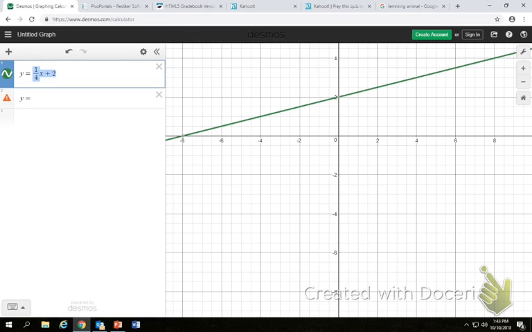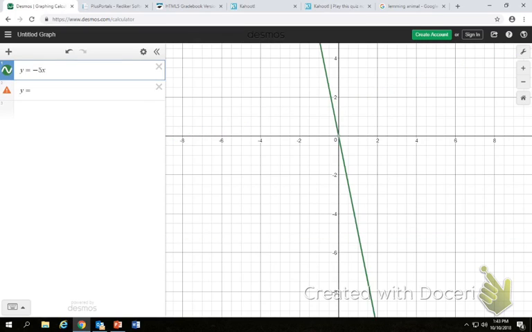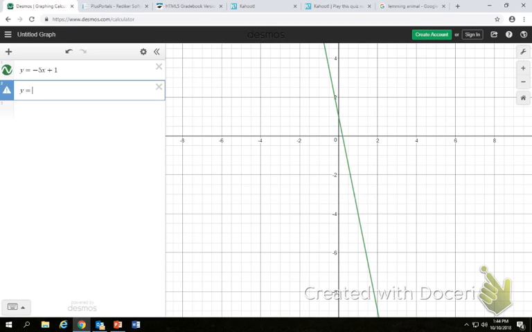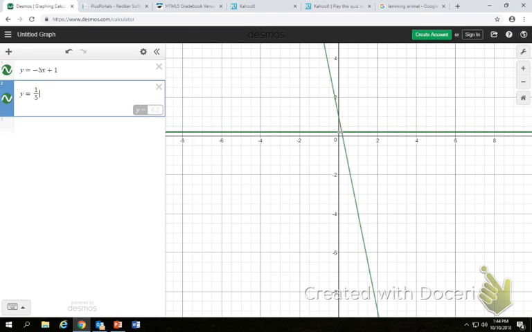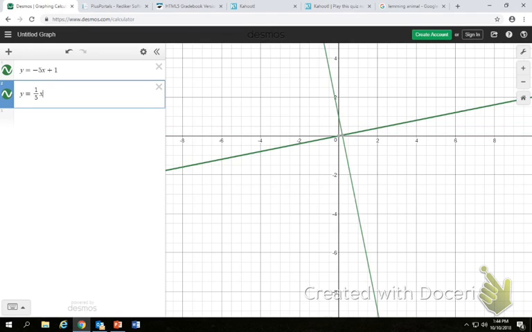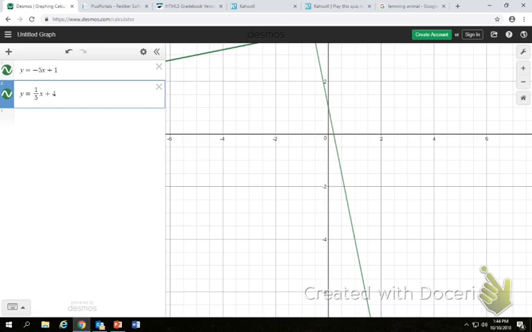What was the original equation they gave us? Minus 5x plus 1? Okay, 1/5 x. What was our final answer? 1/5 x, then what? Plus 4. Was it plus 4? Yes, it was plus 4.